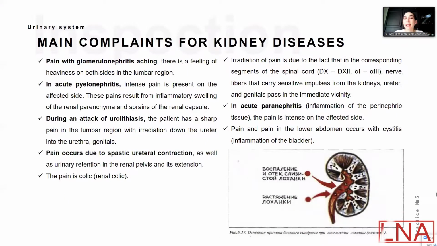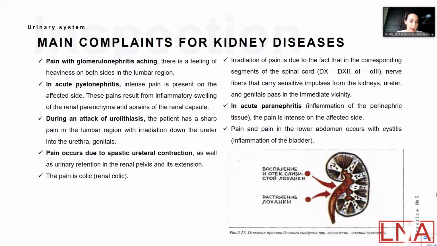About the main complaints of patients with kidney disorders. Surely we start from pain. With glomerulonephritis, there is a feeling of heaviness on both sides of the lumbar region. In the case of pyelonephritis, it will be the same, in the zone of projection of the kidney to the posterior back side. In acute pyelonephritis, intense pain is present on the affected side. These pains result from inflammatory swelling of the renal parenchyma and stretching of the renal capsule.